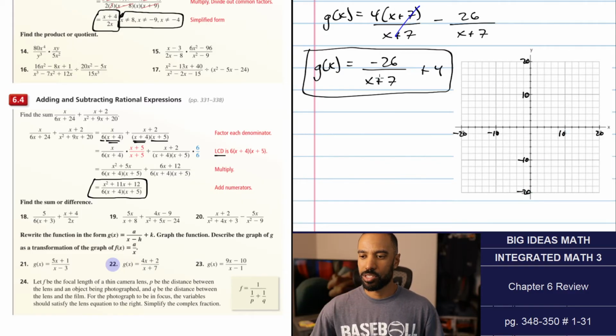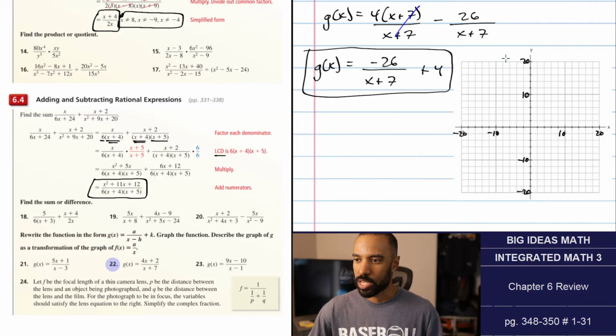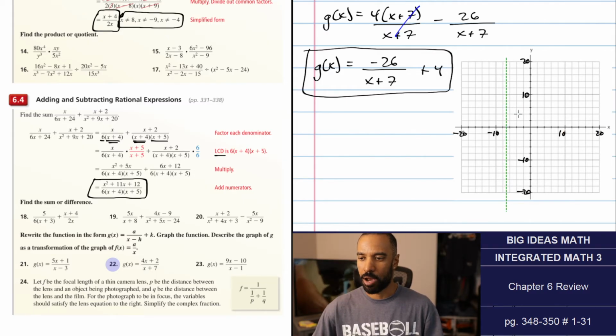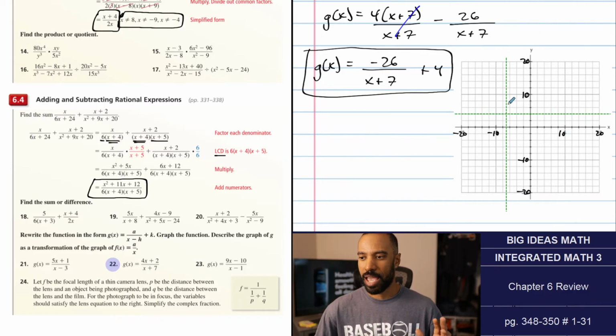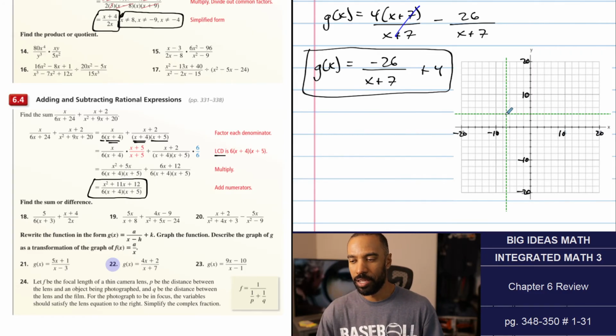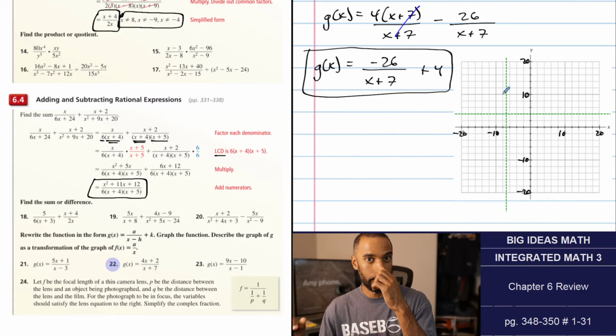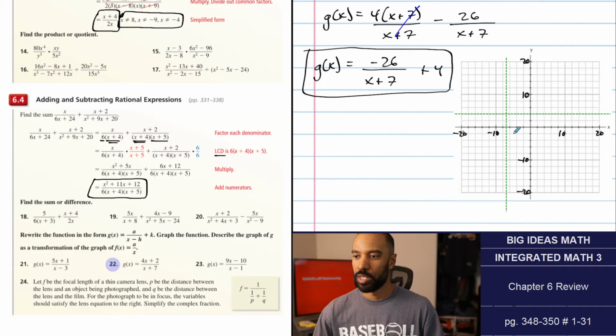Now our vertical asymptote is at x equals negative 7, which is halfway between negative 6 and negative 8, so about right there. And then y equals 4 is now right here because we're scaling by 2s. Now the 26 being negative means when we go right, we go down. If I go right 1, and remember 1 goes from negative 7 to negative 6 like that, then I go down 26. I go down from 4 to negative 22.